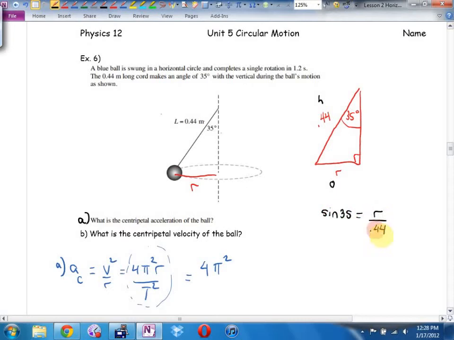Justin, what's the 0.44 doing to the r? Adding, subtracting, multiplying, or dividing? So how will I move it over? What's the opposite of dividing? Multiplying. Can I do this then, folks? 0.44 sine 35 divided by the period, 1.2 squared. Here's my centripetal acceleration.